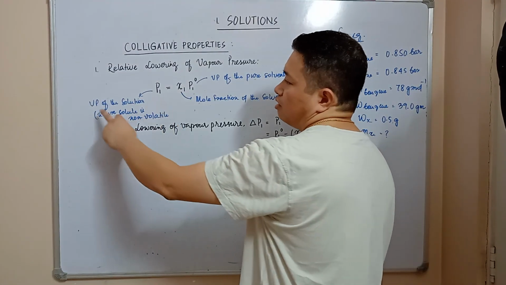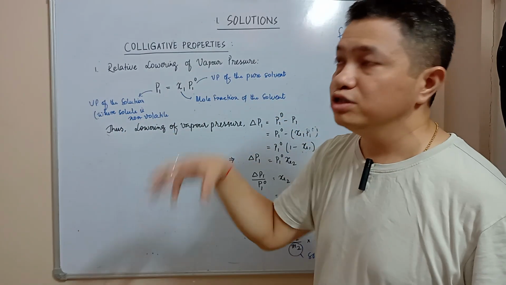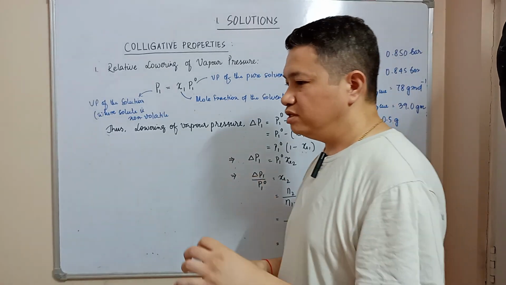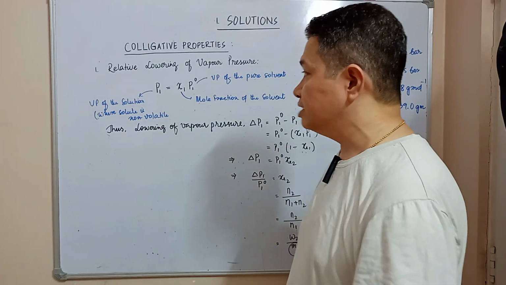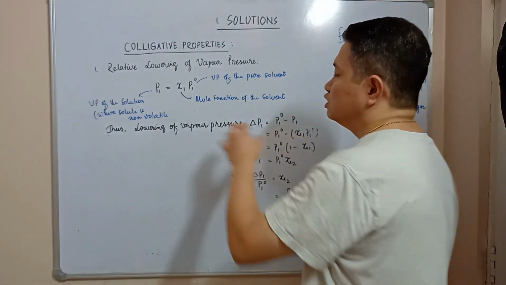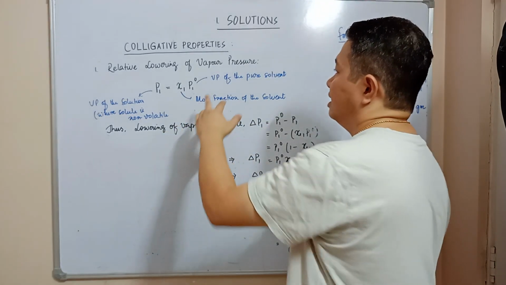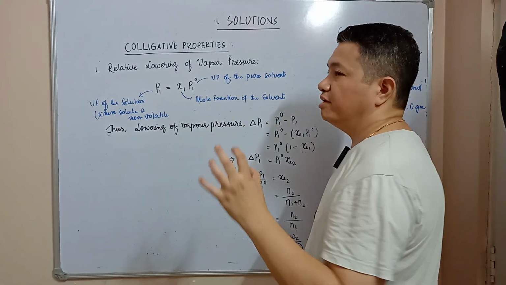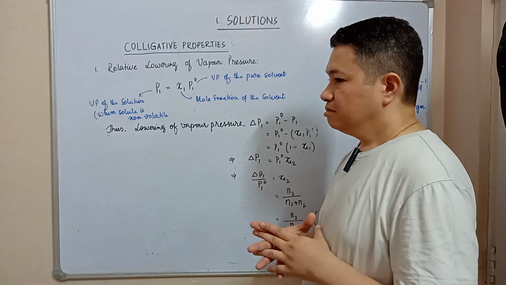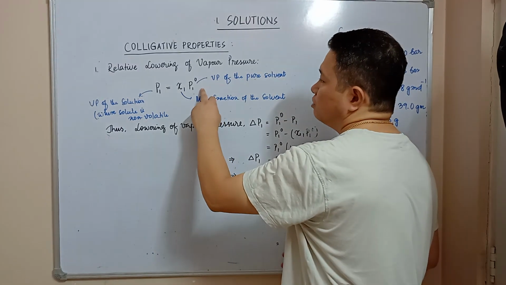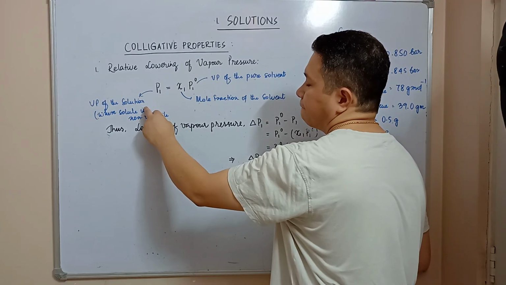So the vapor pressure of a solution P1, where whatever you're dissolving is non-volatile, it will stay in the solution. It will not turn into vapor. So it's non-volatile. P1 is equal to the product of the mole fraction of the solvent and the vapor pressure of the pure solvent when it is alone. So this P1 naught will be more than P1, the vapor pressure of the solution.